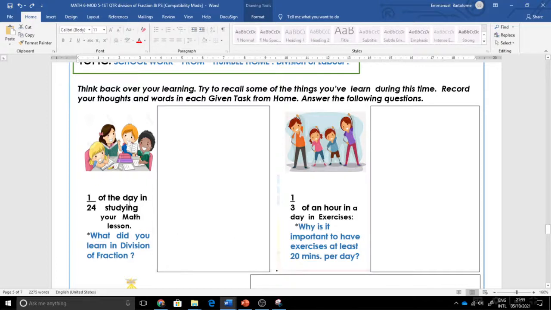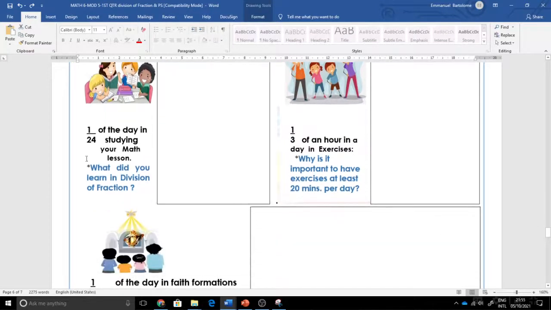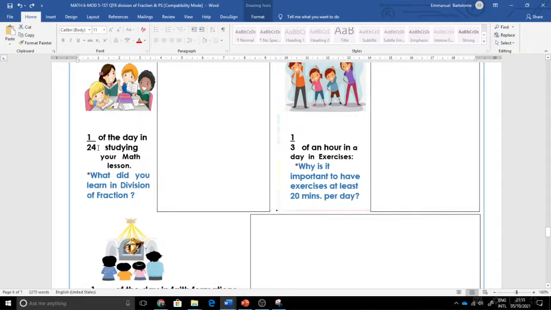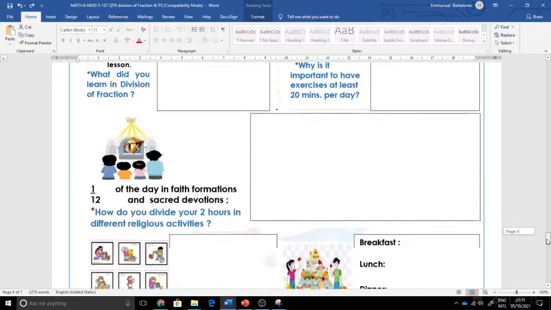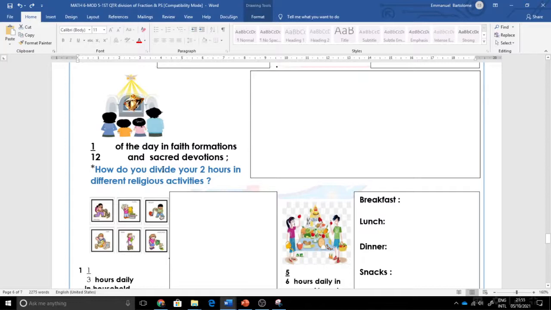Okay, 1/4 of the day in studying your math lesson, what did you learn in division of fraction? Okay? So, 1/3 of an hour in a day in exercising. Why is it important to have exercise at least 20 minutes a day? Kasi ang 1/24. So, ang 1/3 kasi ng isang oras ay 20 minutes. Okay, what is 1/24 ng isang araw? 1/24 ng isang araw. Okay? What is 1/2 ng day? It is 1/12 ng day. It is 2 hours. Okay?